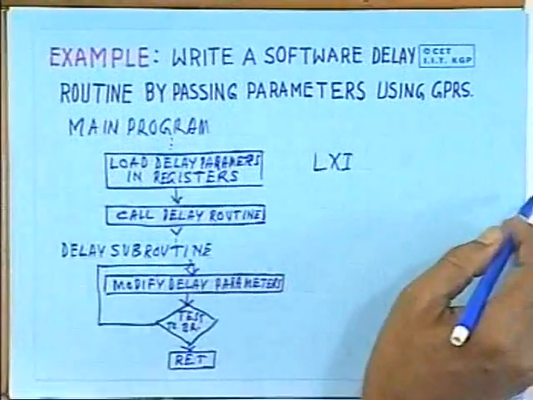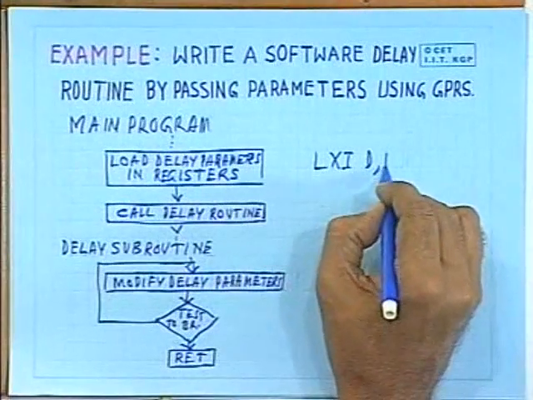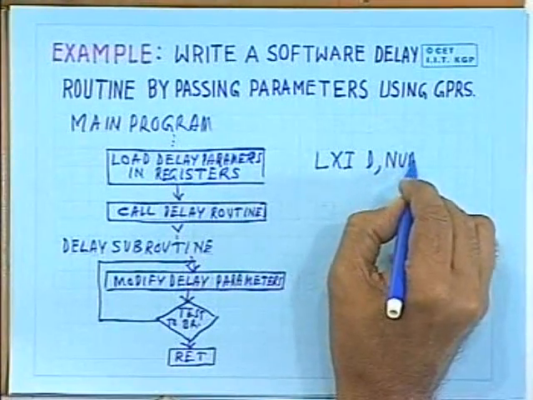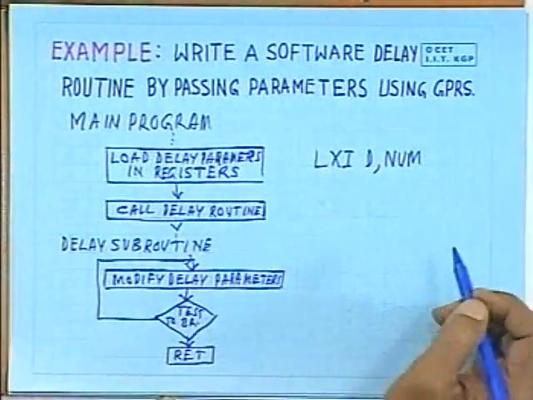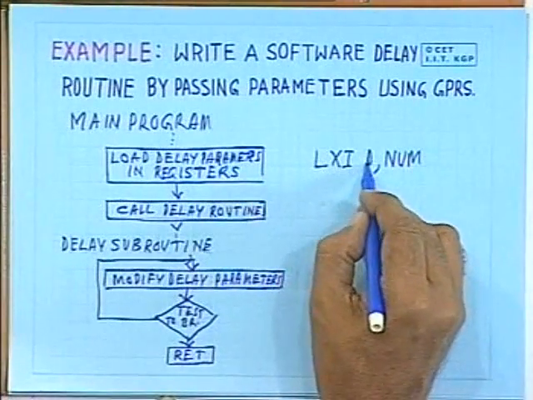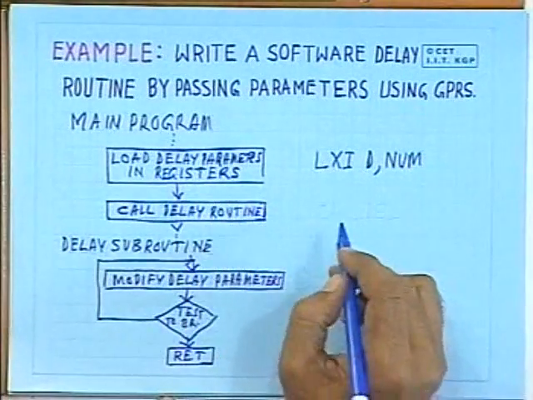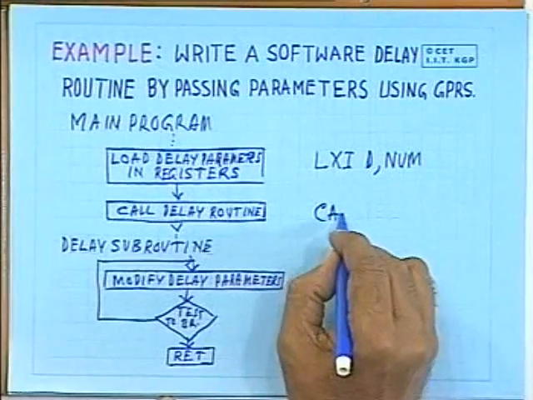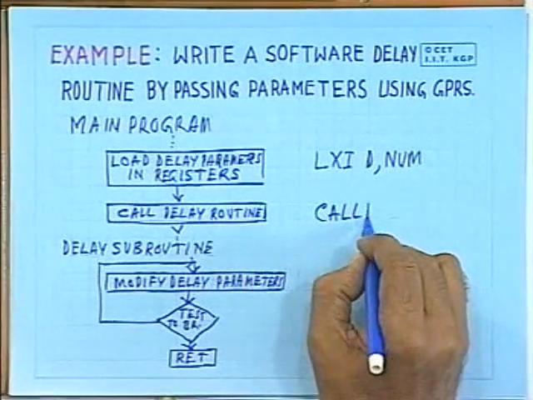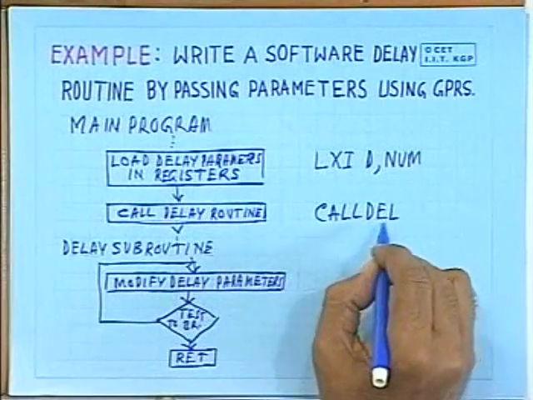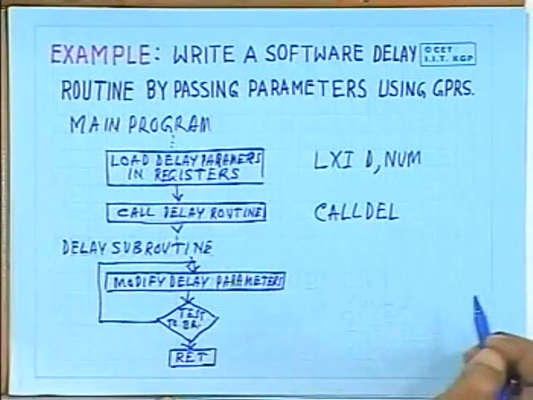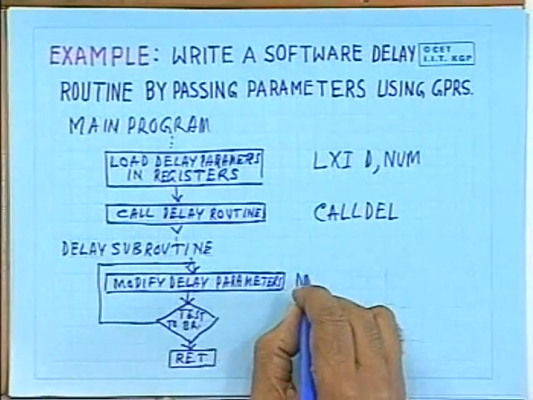LXI, we have used a register pair here to initialize the delay parameters. So the DE register pair is holding the delay parameter. Then we call the subroutine, and del is the name of the delay subroutine. So this is where it starts.